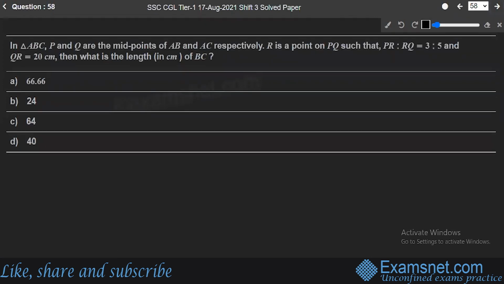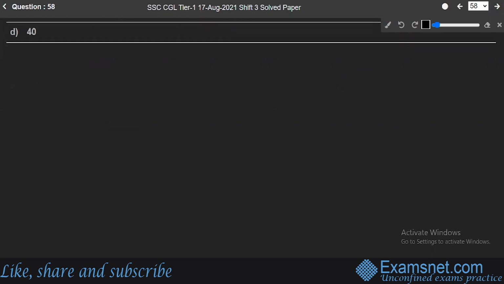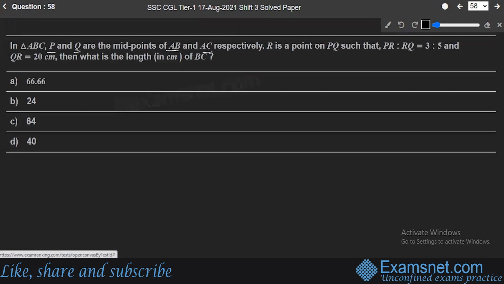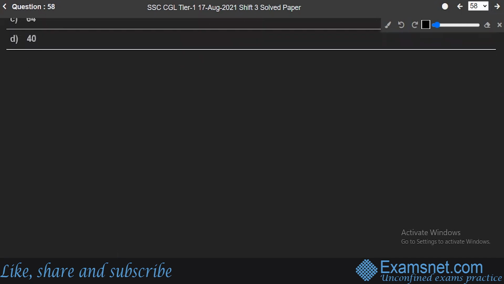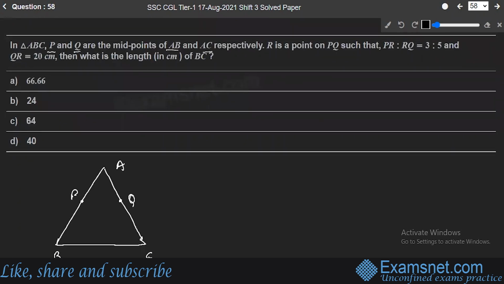Question number 58. In a triangle ABC, P and Q are the midpoints of AB and AC respectively. Let's make the triangle first. So here is a triangle ABC. This is A, this is B, and this is C. There are 2 points P and Q on the sides AB and AC. What else is given to you? They are midpoints, right? So that means this side is equal to this side and this is equal to this side, right?